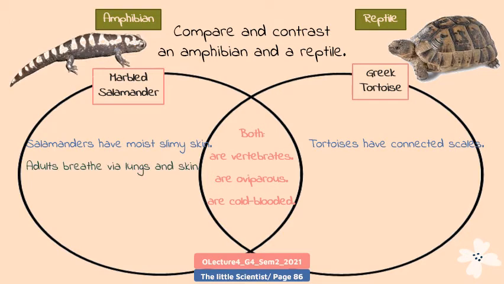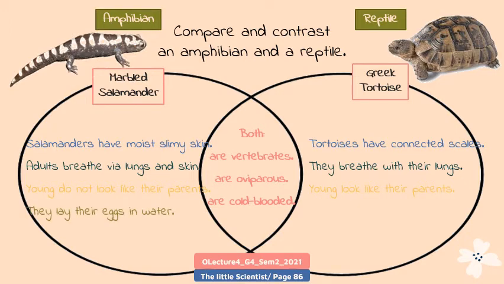Adult salamanders use their lungs and skin to breathe, while tortoises use their lungs to breathe. Young do not look like their parents. Since amphibians go through metamorphosis, they change a lot. So salamanders go through metamorphosis, while tortoises do not go through metamorphosis, so baby tortoises look like their parents. Salamanders, which are amphibians, lay eggs in water, while tortoises, which are reptiles, lay their eggs on land.